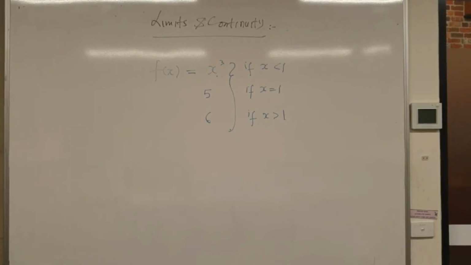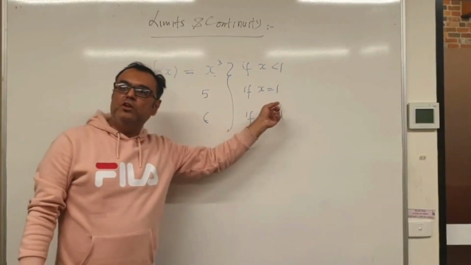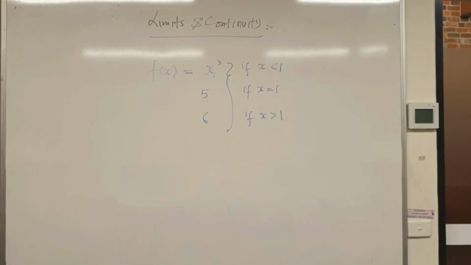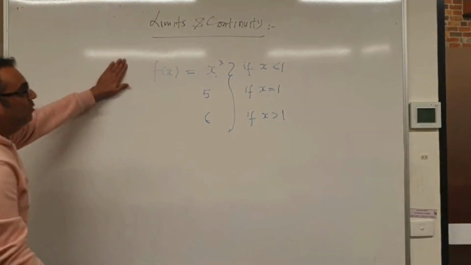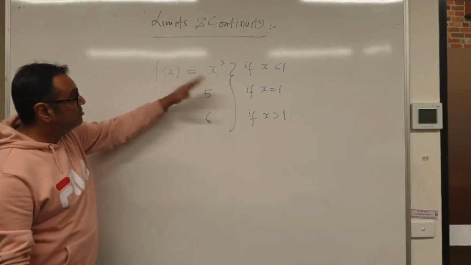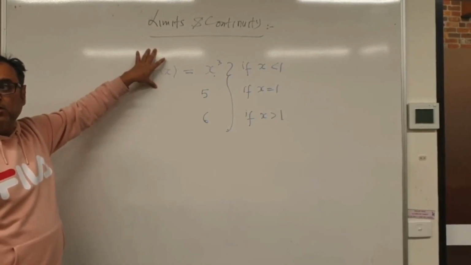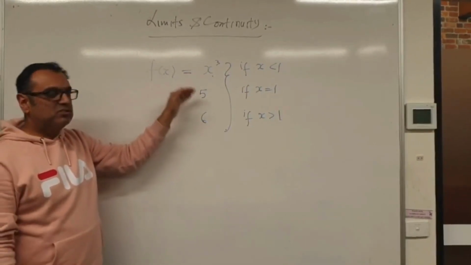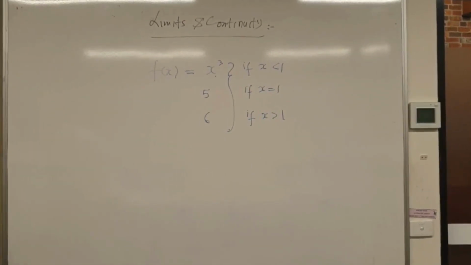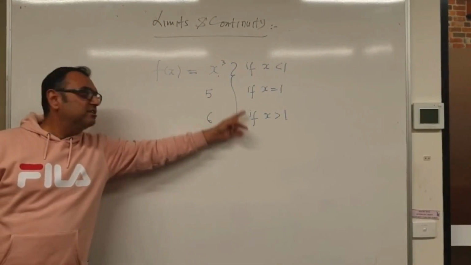Let's check whether this function is continuous at x equals 1 or not. Now, this kind of function is called a piecewise function, right? It's called a piecewise function because it's got different pieces. Or you can call them hybrid functions because they take different values in different domains. These are different domains, right?